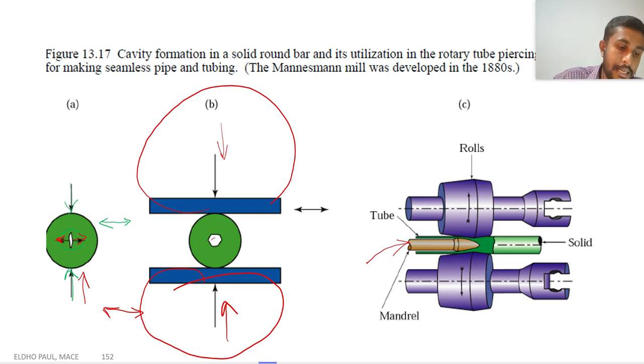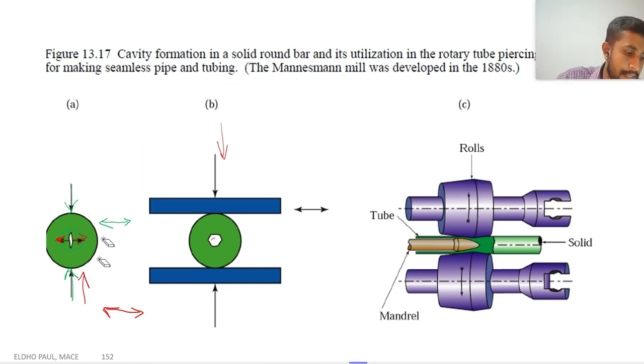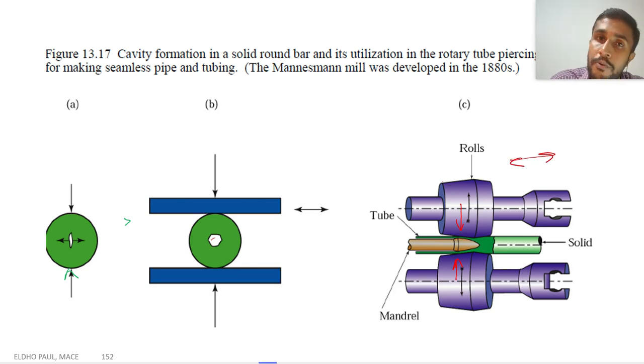So the setup used for creating the cavity is shown here. Here we can see, this one is the roller. It's a skewed roller. Here we can see it is not a flat roller, it's a skewed roller. When this skewed roller is rotating, what happens? It is applying some compressive force in this direction. At the same time, we can apply the to and fro motion on the workpiece. So a cavity is formed.